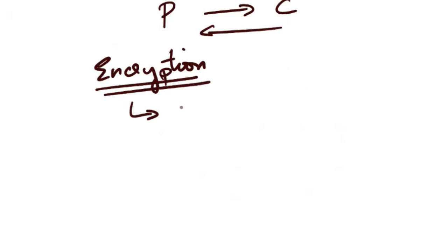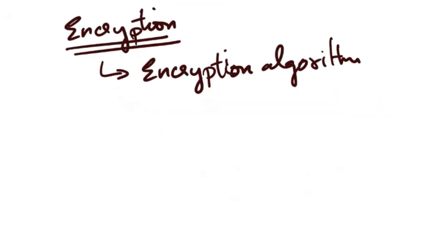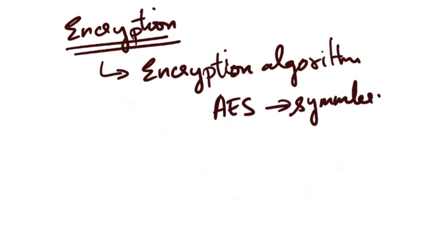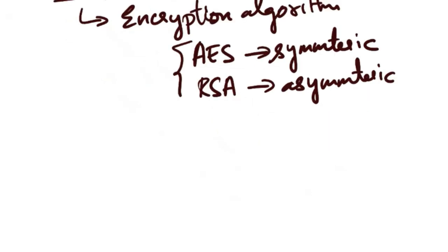First step is to select an encryption algorithm. So choose a suitable algorithm. There are many algorithms available, such as AES, which is for symmetric encryption. We will talk about symmetric and asymmetric encryption in more detail later. And then RSA for asymmetric encryption. You select which one you want based on security requirements and performance considerations.